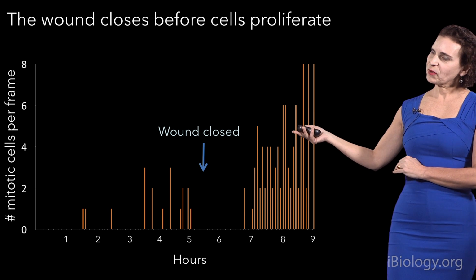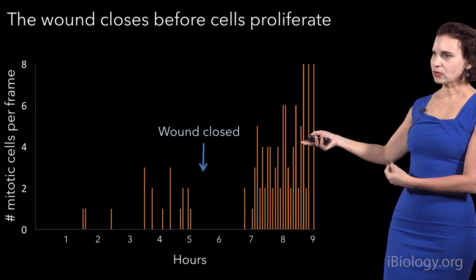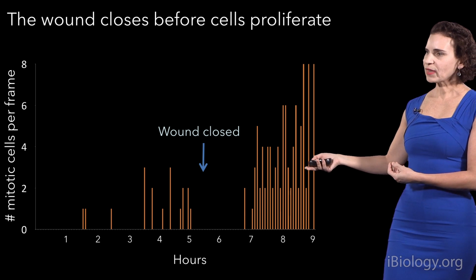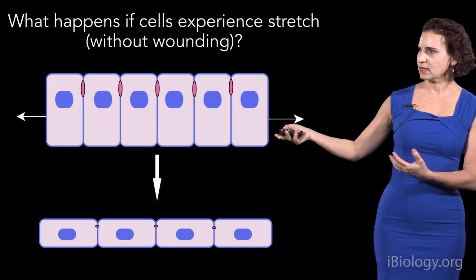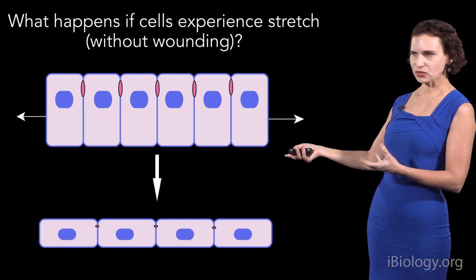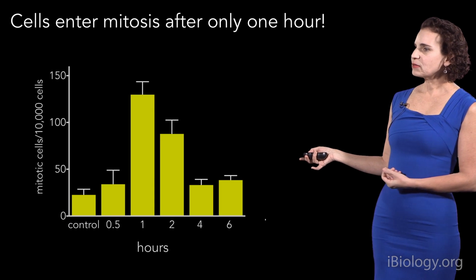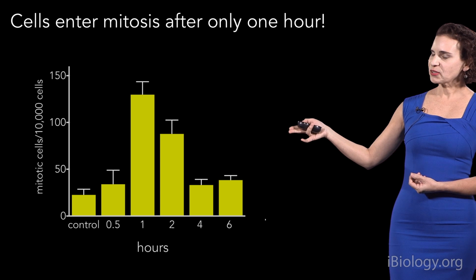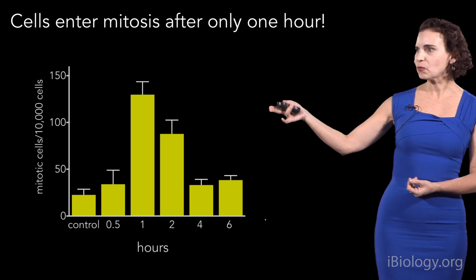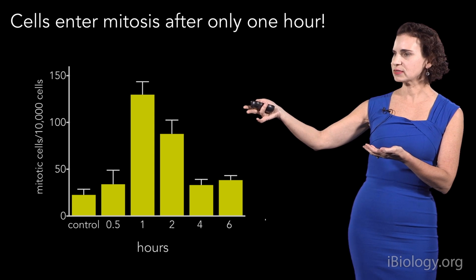And so we wondered whether these cells were activated to divide just by stretch, or whether they needed to be wounded. And so to do this, we took these cells that were at these high densities and stretched them and tested whether they could enter division or not. And when we did, we found they were able to induce mitosis very rapidly. Within only 1 hour, these cells had really increased their rate of mitosis.